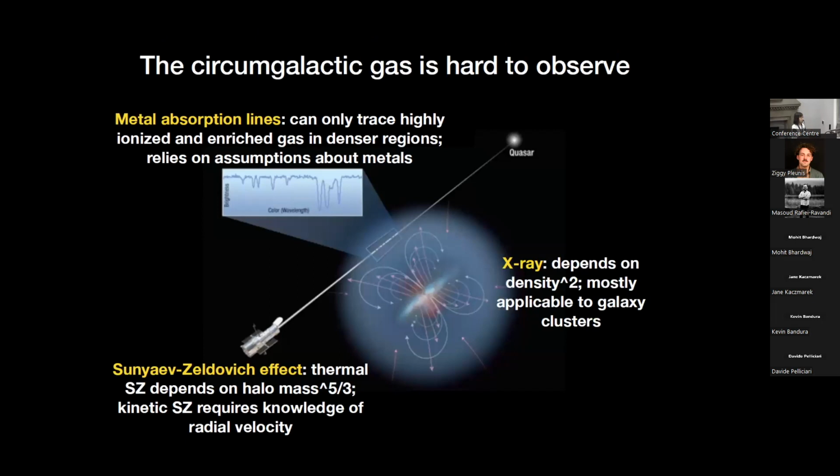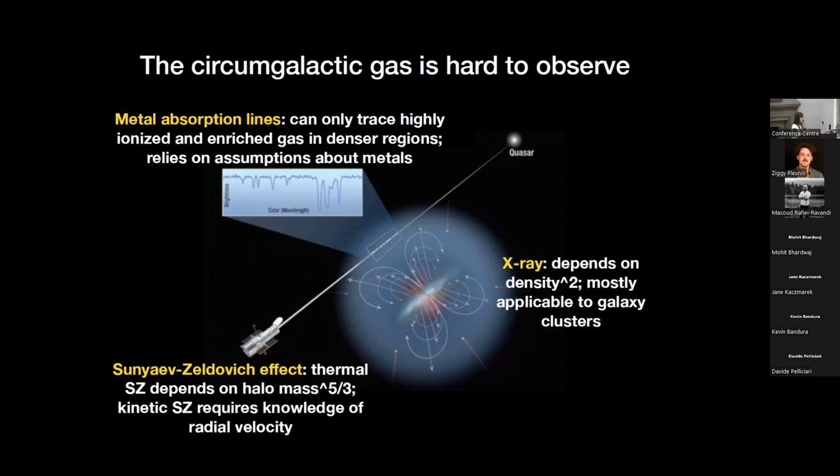Traditionally, the oldest way of measuring the circumgalactic medium is through the metal absorption lines of the CGM in the quasar spectrum. But there are a lot of limitations to this method because you have to make some assumptions about the metals, and the metal absorption lines are basically just tracing the highly ionized and enriched gas in the CGM. This method has been going on for decades, but right now I still don't think there's a very clean method of analyzing the multi-phase CGM. People are still just calculating the column density of these absorbers.